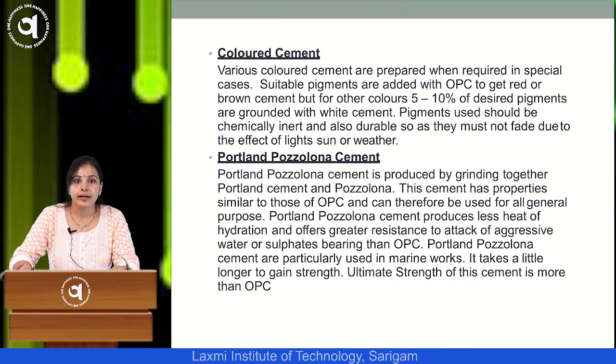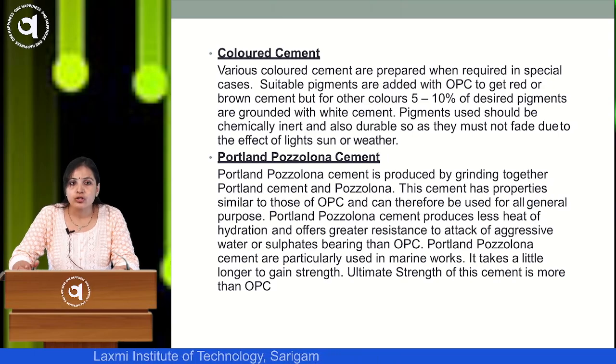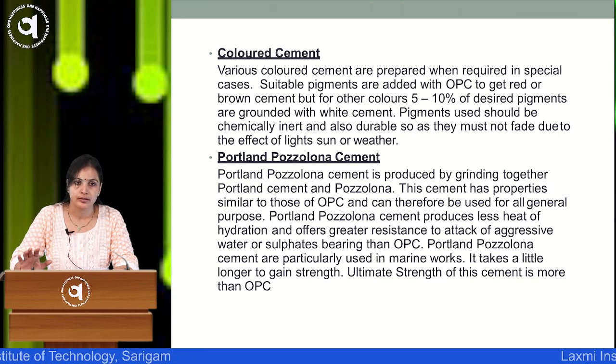Now the last is Portland pozzolana cement. Portland pozzolana cement is produced by grinding. This cement is also called green cement. Why is it called green cement? We will learn that. By grinding together Portland cement and pozzolana, the cement has properties similar to OPC, the same properties as OPC, and can therefore be used for all general purposes.